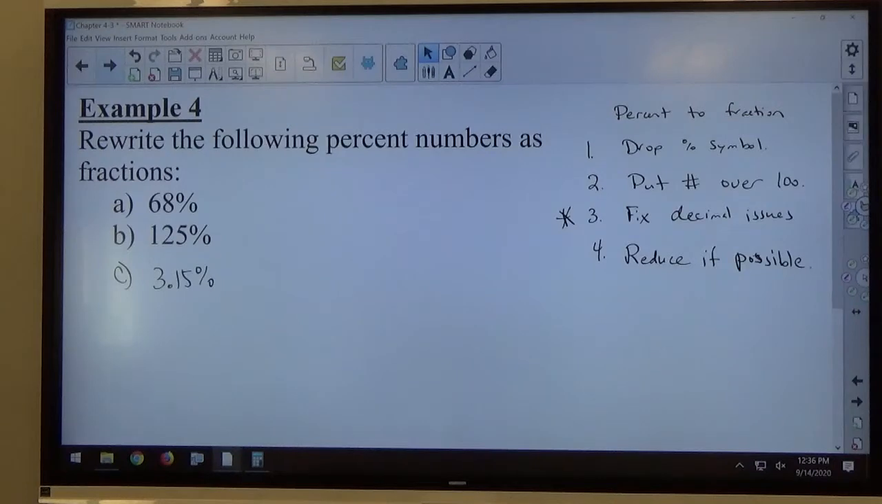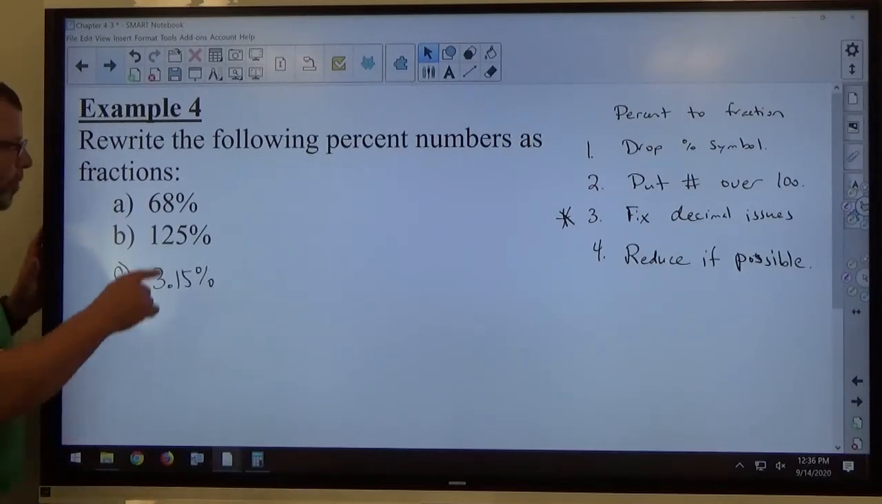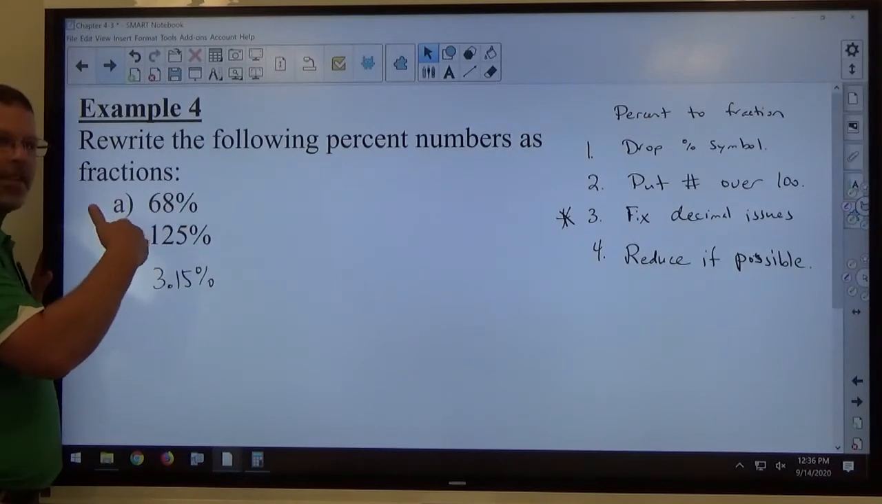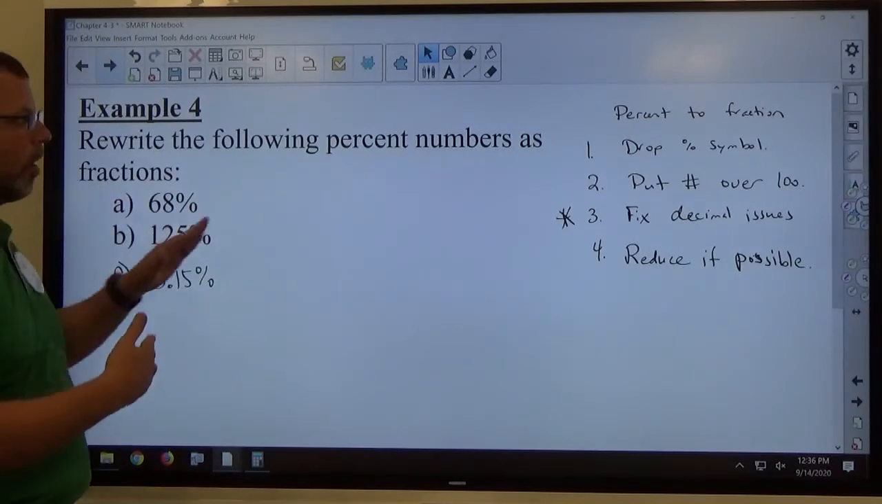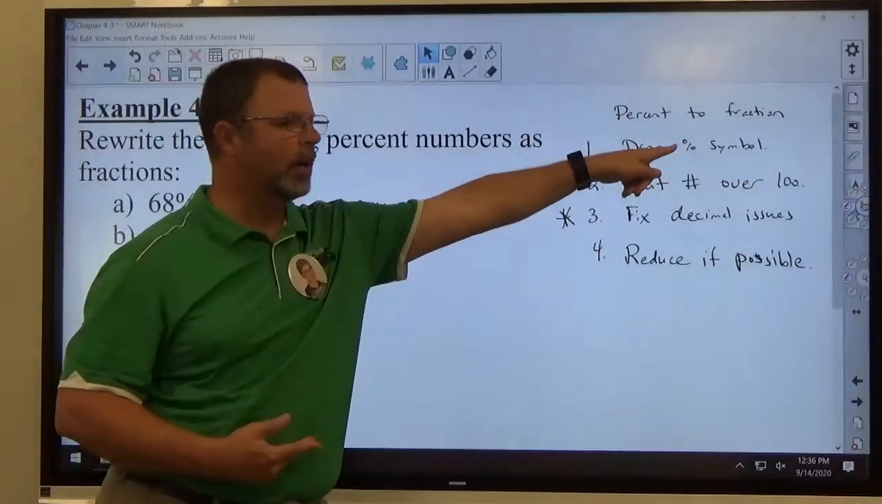Okay. I don't know if you guys speak Latin. Anybody speak Latin? I don't either. I know what a few words mean though. And the word percent is a Latin word that means divided by 100. Did you guys know that? Percent, divided by 100. That's what it means. So when this says 68%, it means 68 divided by 100. So all we're doing here is translating the word percent into what it really means.